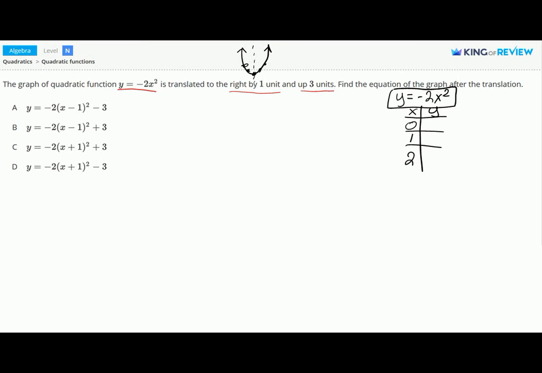When x equals 0, we have negative 2 times 0 squared. This equals 0. So the point 0, 0 is on our parabola. When x equals 1, we have negative 2 times 1 squared. This equals negative 2. And when x equals 2, we have negative 2 times 2 squared. This equals negative 8. So now I have some points and I can plot our parent parabola.